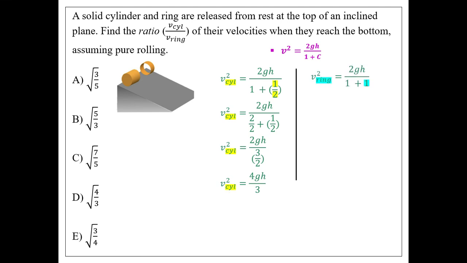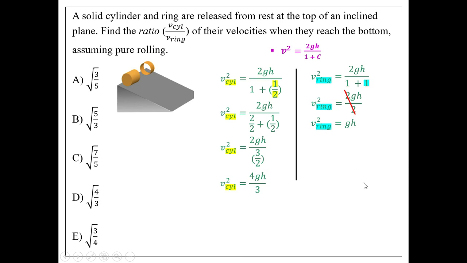I'm going to do the same for the ring. Really the same process here. So I'll bypass a lot of this algebra stuff. The coefficient for the ring is going to be a 1. 1 plus 1 is 2. And then 2 on top, 2 on bottom cancels out. And then essentially, you just have V squared ring as just gh.